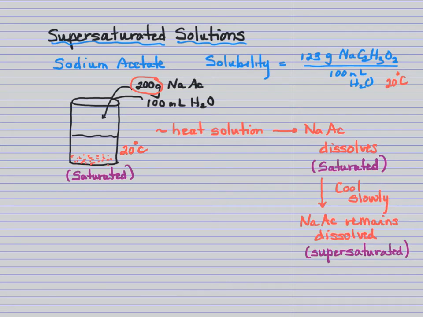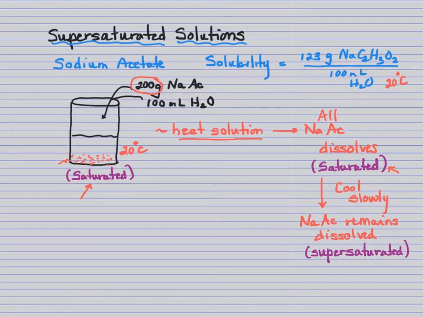But what happens if I heat it up? Well, most solids become more soluble when they're hotter. So let's see, we heat it up and we get all of the sodium acetate to dissolve. Okay? So here it was saturated with a bunch of stuff at the bottom. Here we're probably still saturated, right? We heated it up until it all just dissolved.